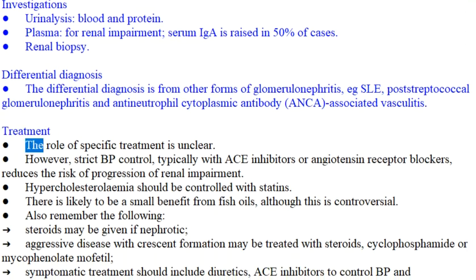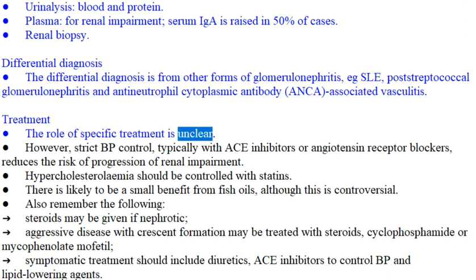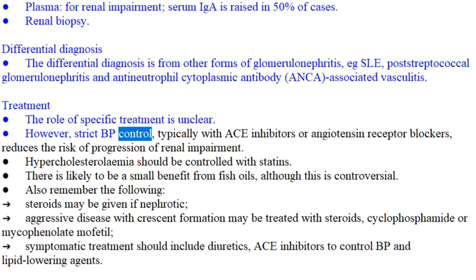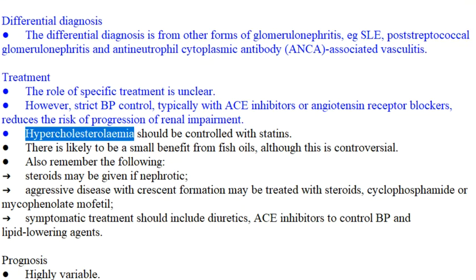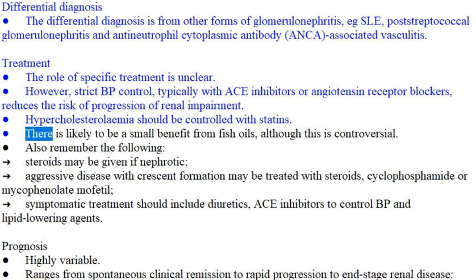Treatment. The role of specific treatment is unclear. However, strict BP control, typically with ACE inhibitors or angiotensin receptor blockers, reduces the risk of progression of renal impairment. Hypercholesterolemia should be controlled with statins. There is likely to be a small benefit from fish oils, although this is controversial.